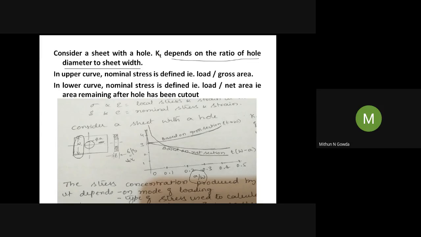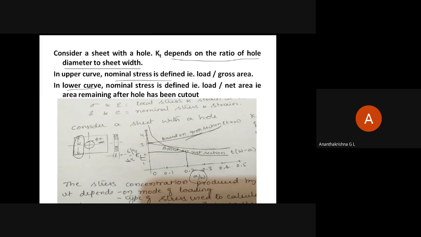Okay. So we used to find out A by W, then come to A by W on the curve, and then travel leftwards to get the value of the stress concentration factor KT. Is that okay? You remember? I hope you will remember this. In the upper curve, nominal stress is defined. So this is the nominal stress curve.